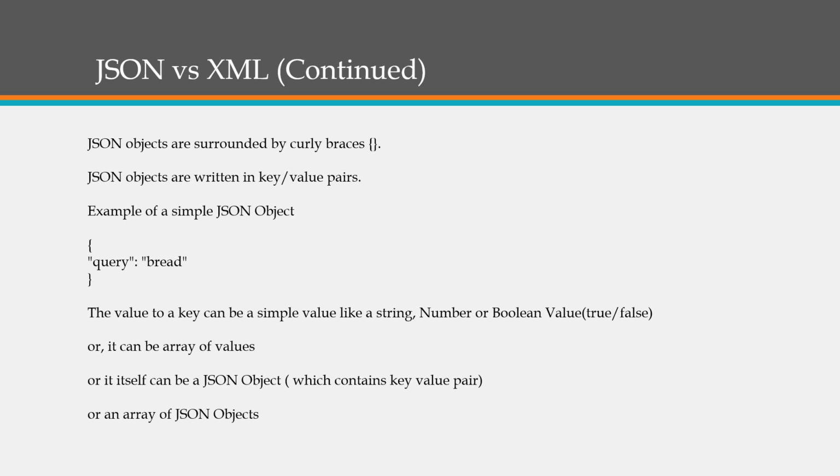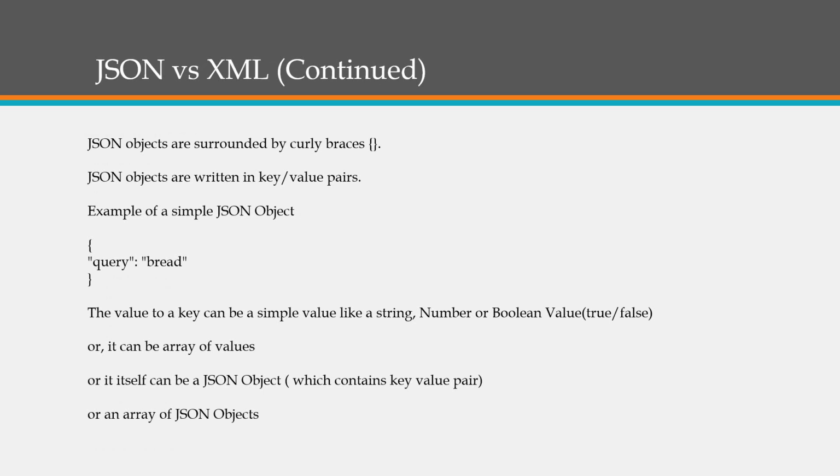It can also be a number, or a Boolean value like true or false, or it can be an array of values. For example, this query key can have an array of values like bread, pasta, burger, pizza. It can have four values, basically an array. Or it can be a JSON object which again contains a key value pair. That is, this query will have a value which can be another JSON object. This is where it gets kind of complex, but if you spend some time, then it's not that hard to understand. It can also be an array of JSON objects.